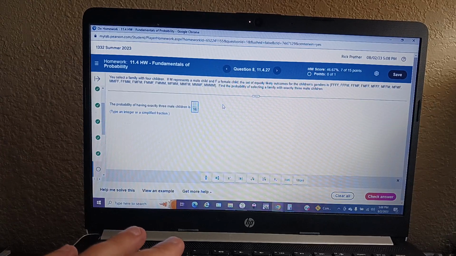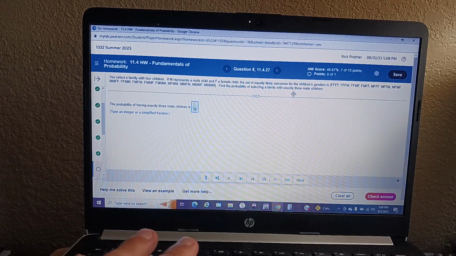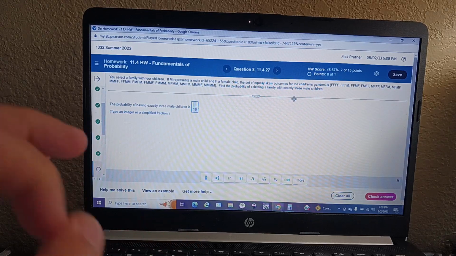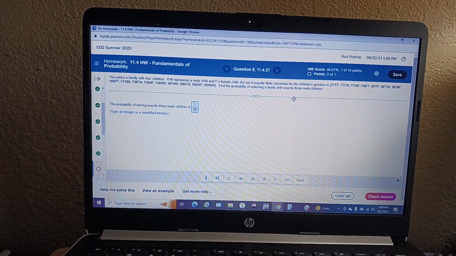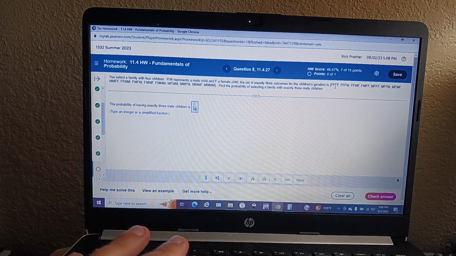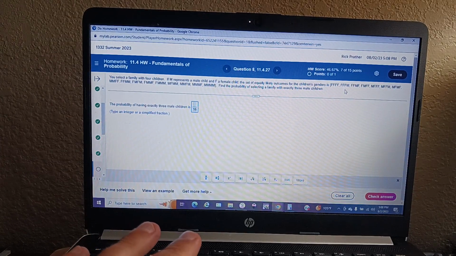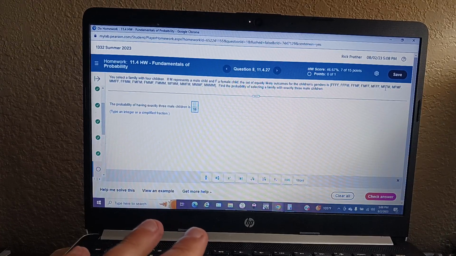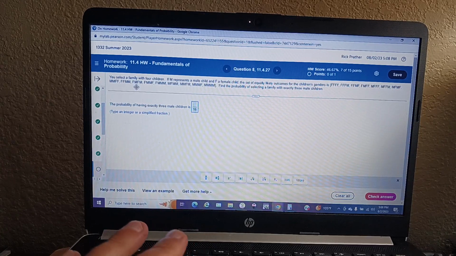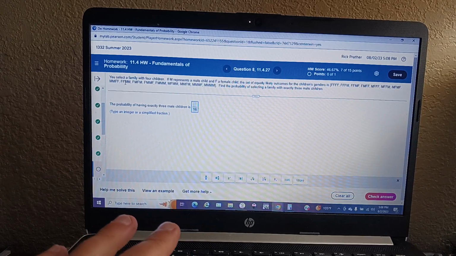How many of these 16 families have exactly 3 boys, 3 male children? Exactly 3, not at least 3 or at most 3 or greater than 3 or less than 3. They could ask that too. But this one says exactly 3. So I need to just check each one. How many of these have 3 M's with them? So far, none of them do. I went through the first 7. There were no 3 M's. Here's still 2 M's, 2 M's, 2 M's, 2 M's.